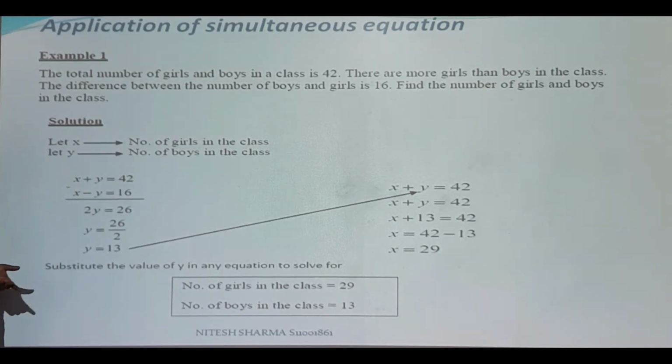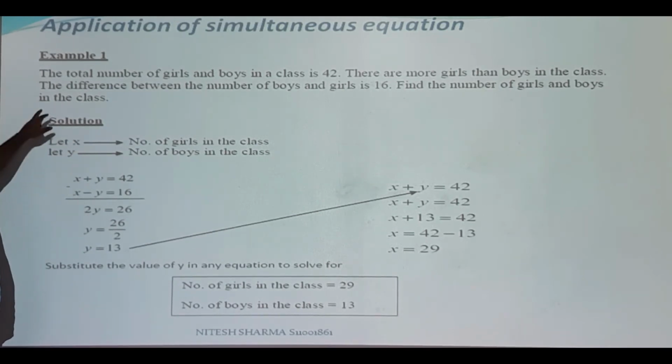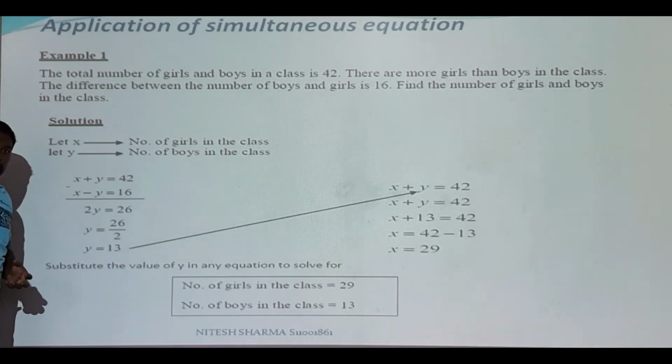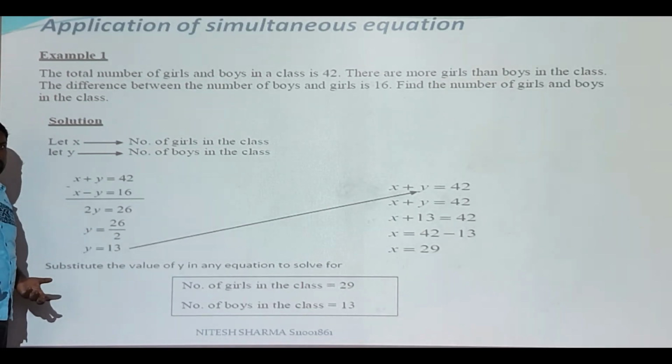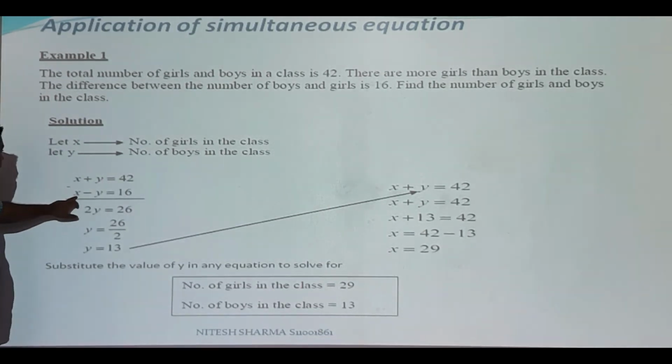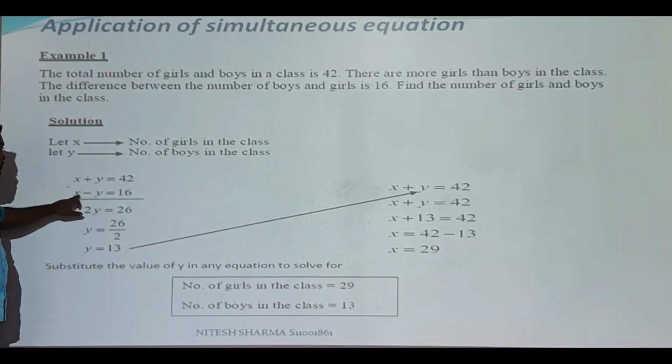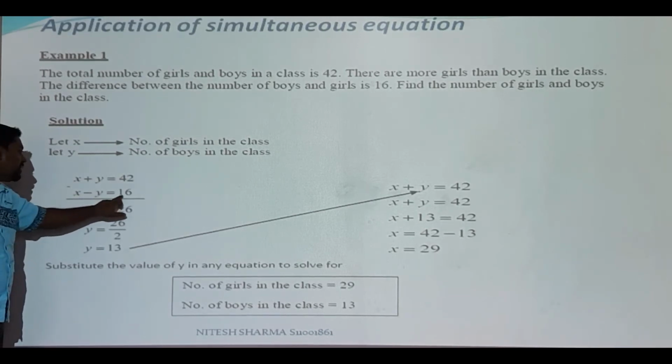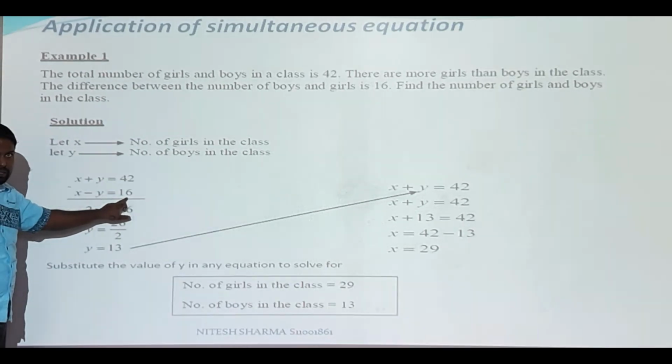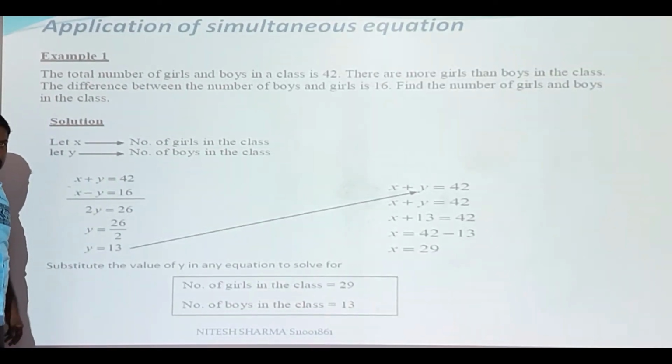Now the second part of the question: there are more girls than boys in the class, and the difference between the number of boys and girls is 16. So difference basically means subtract. So x minus y, the difference between girls and boys, is 16. So x minus y equals 16. That's the second equation.